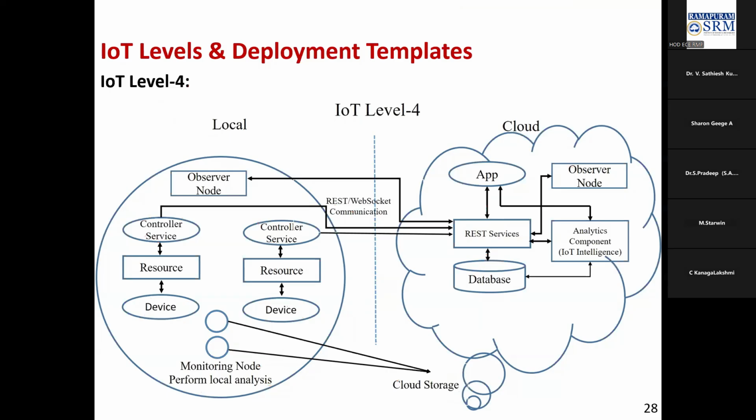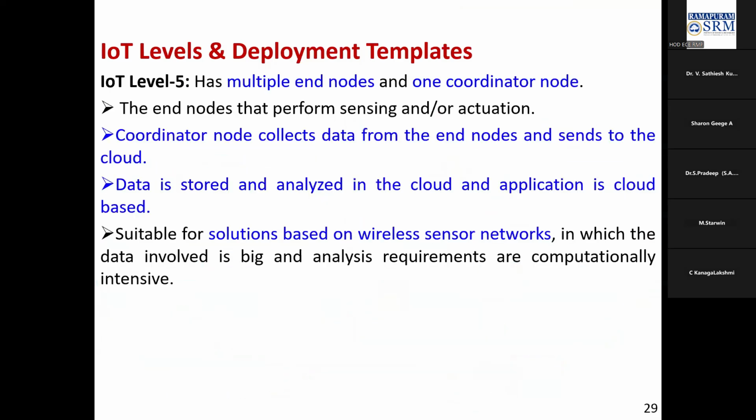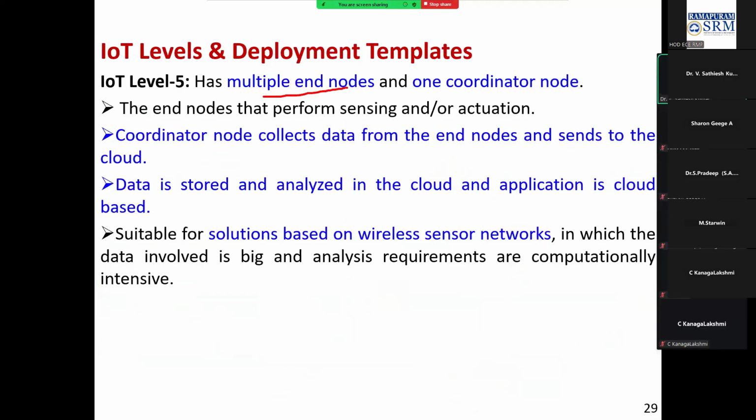Now let us talk about level 5. In level 5, we will be having multi-nodes again, multiple nodes. But here there will be a coordinator node. One coordinator node will be there. When I have multiple nodes, out of those multiple nodes, one will act like a coordinator node.